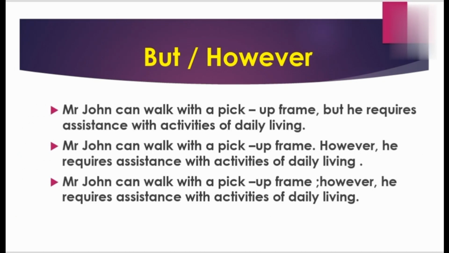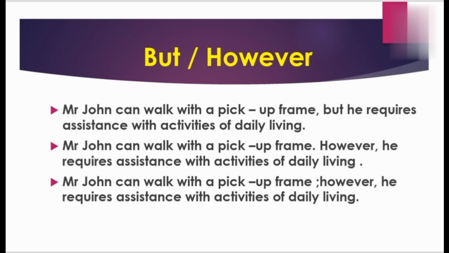But or however, these two connectors are also used to show contrast ideas. But is a simple connector and however is a complex connector. We can use but in the middle portion of a sentence. In this case, put a comma in front of but to separate the two clauses. It is very important to avoid simple connectors in front of the sentence.